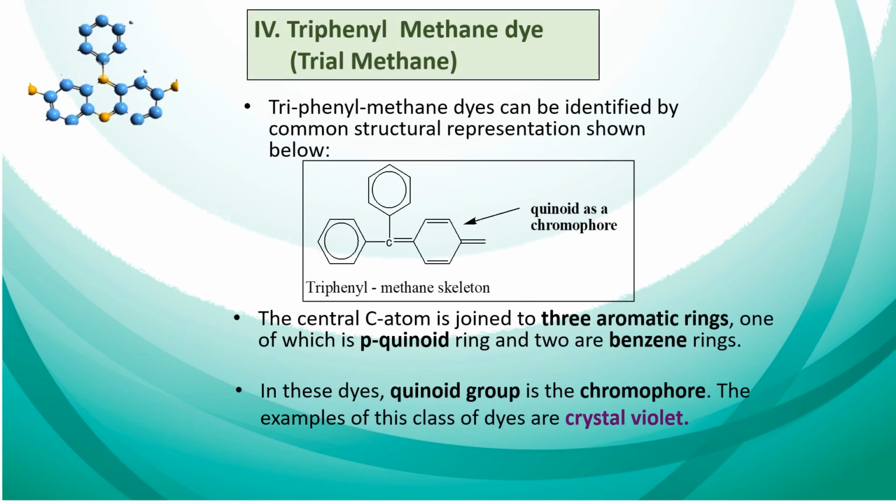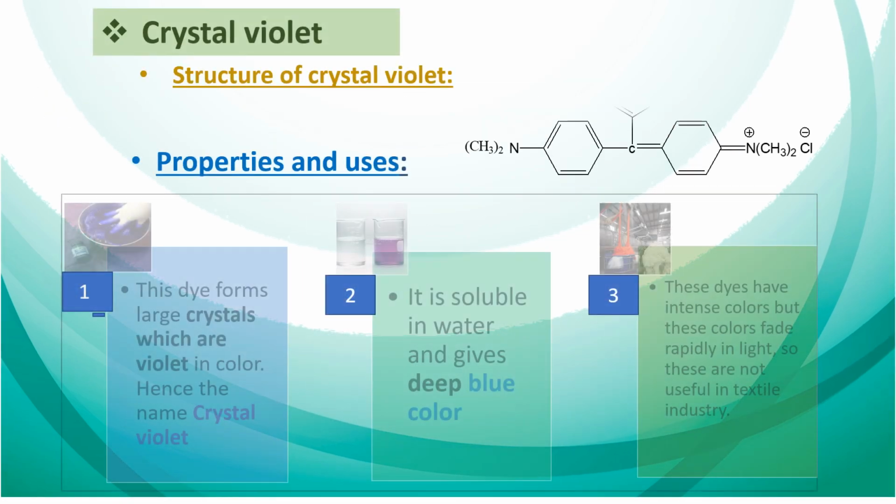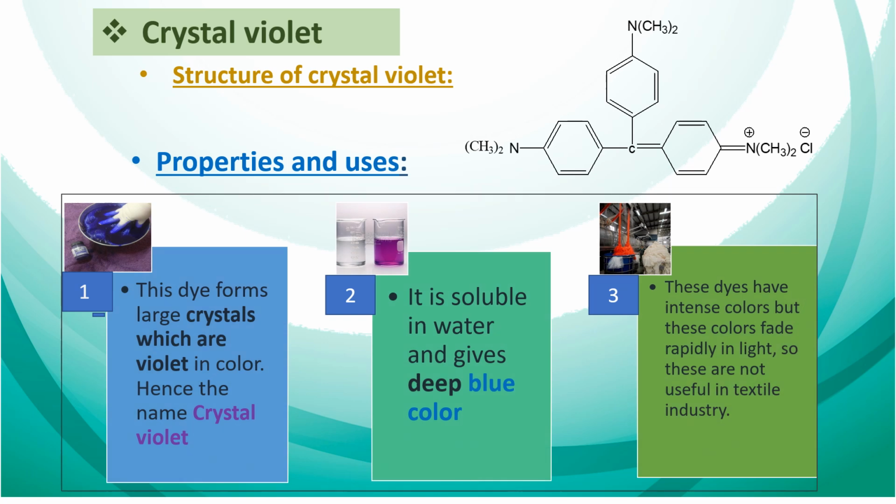Triphenylmethane dyes. Triphenylmethane dyes can be identified by the common structural representation as shown below. The central C atom is joined to three aromatic rings, of which one is a p-quinoid ring and two are benzene rings. In this dye, the quinoid group is the chromophore. An example of this class of dyes is crystal violet. Here is the structure of crystal violet and its properties and uses. As we can see, the central C atom is attached to one p-quinoid ring and two benzene aromatic rings.